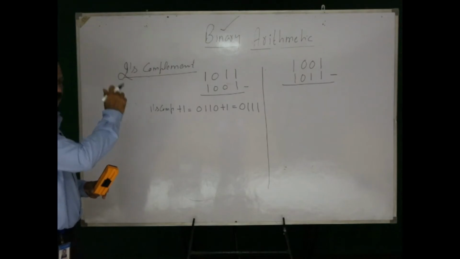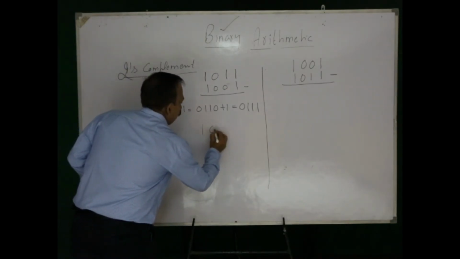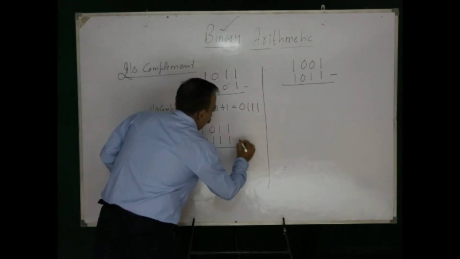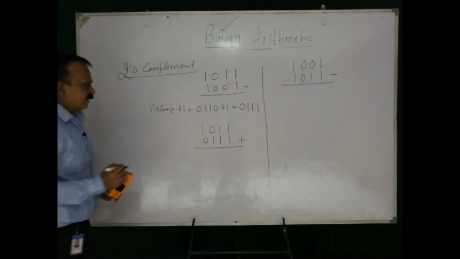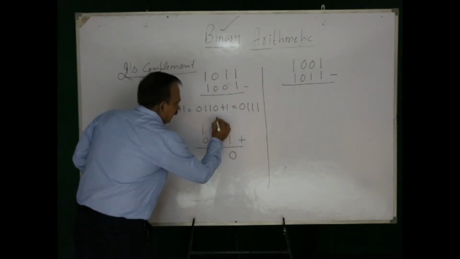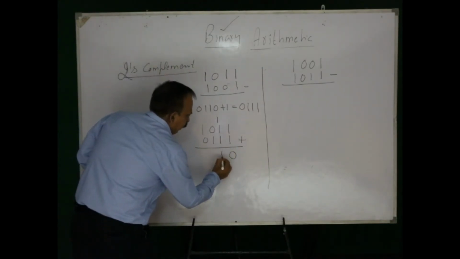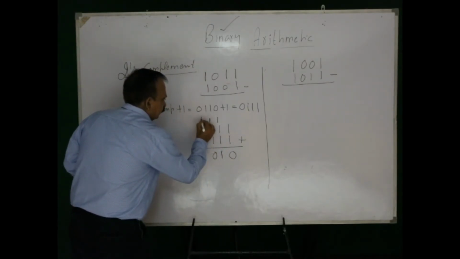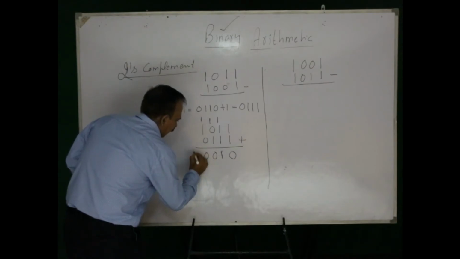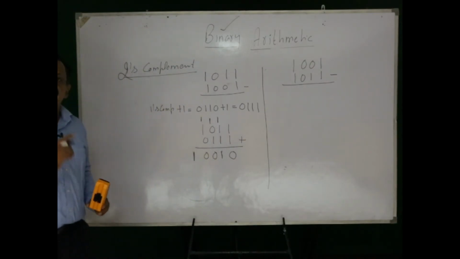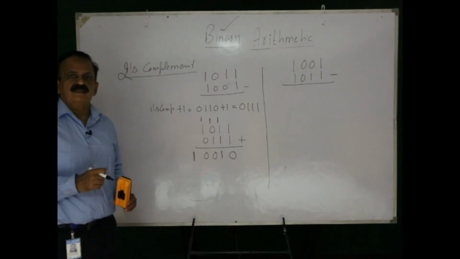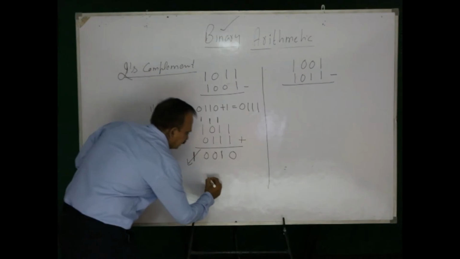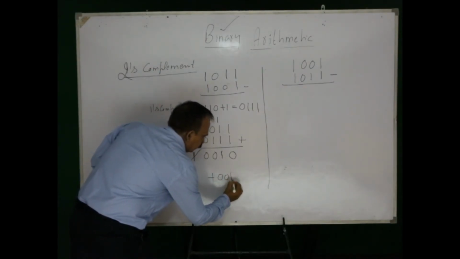Add this to another number, and the other number is 1, 0, 1, 1, and I will add these two. It is 1 plus 1, 0, the carry is 1. It is 1 and the carry is 1. It is 0 and the carry is 1. It is 0 and the carry is 1. There is a carry, that is why the answer is positive, and neglecting this carry, the answer will be plus 0010.